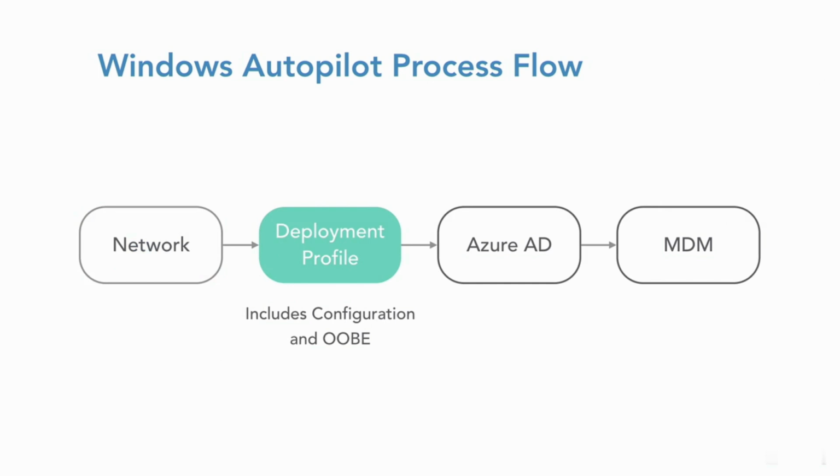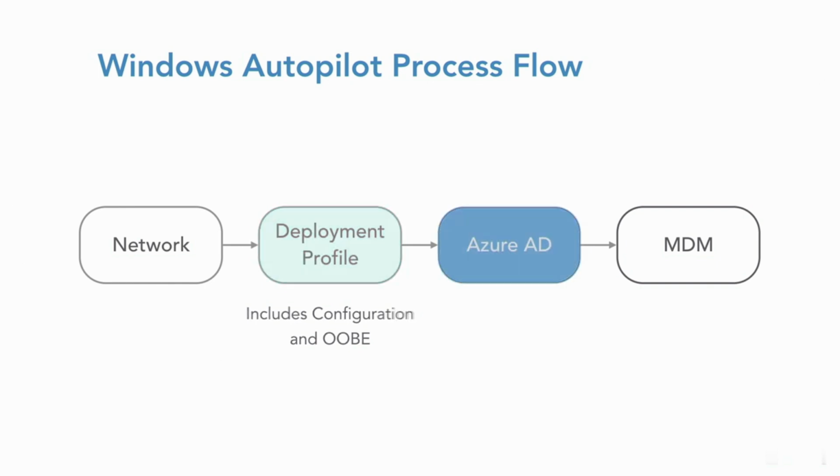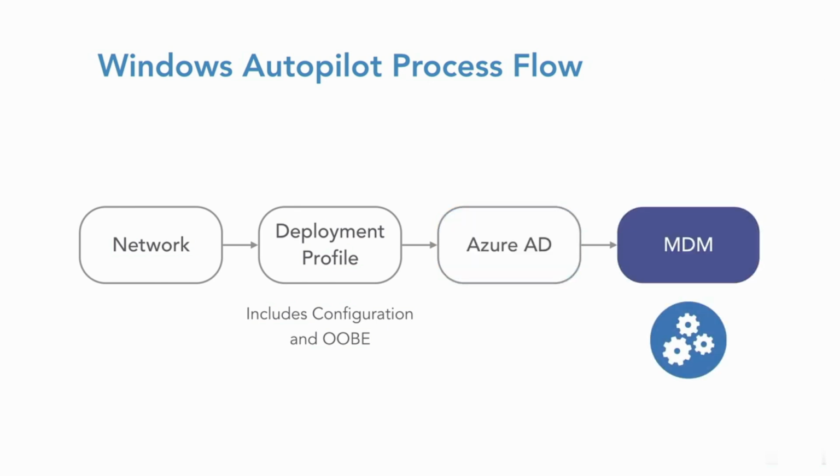Users will then enter their Azure AD credentials. Azure AD will verify the credentials and join the device to Azure AD. And then finally, the device will be auto-enrolled into management with Microsoft Intune. Intune will then take over and deliver policies, settings, and apps to the device so that the device meets the corporate requirements. The device will then be fully set up and ready to use by the user.